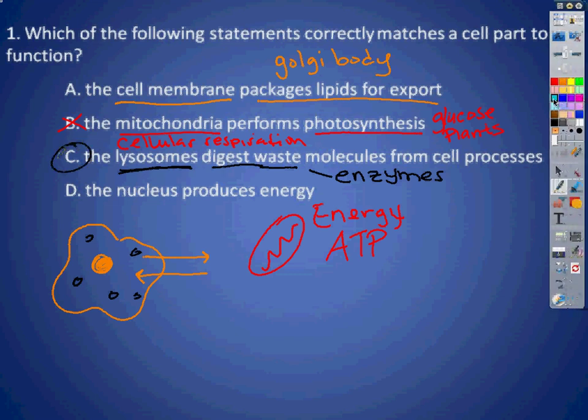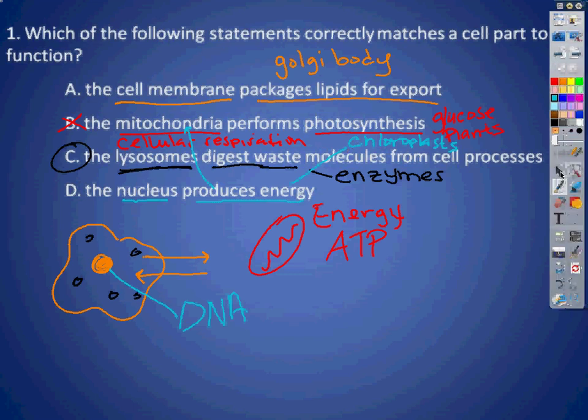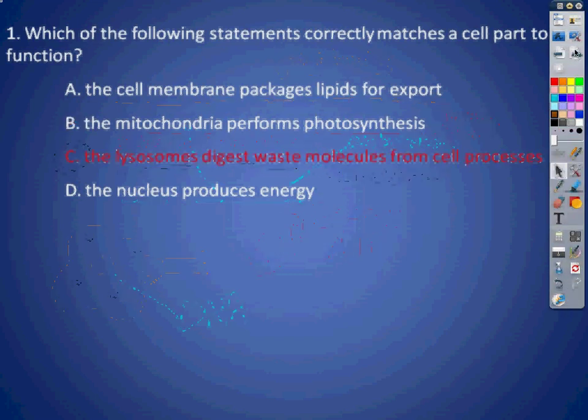Let's go ahead and look at D. Why is D incorrect? The nucleus produces energy. Well, the nucleus is the big round thing in the center of the cell. We always say it contains the DNA. Energy, that's going to be mitochondria. And we never said what part of the cell photosynthesis is. That's the chloroplast. And so those are two things to do with energy, not the nucleus. Okay, so let's go ahead and see that C was the correct answer.